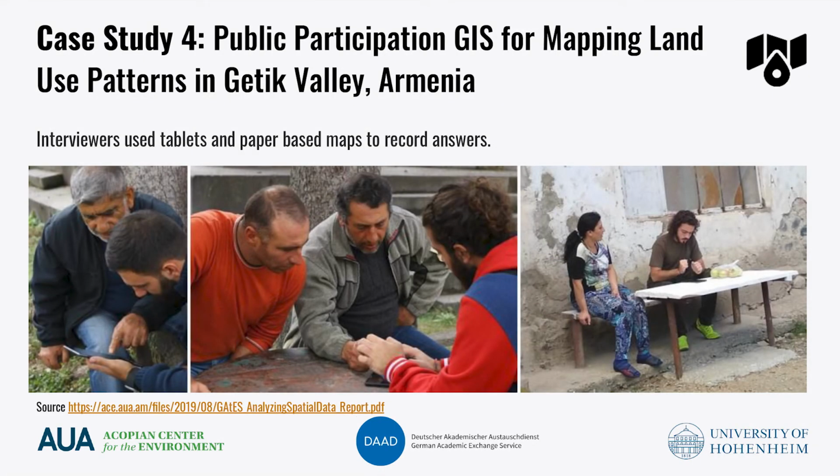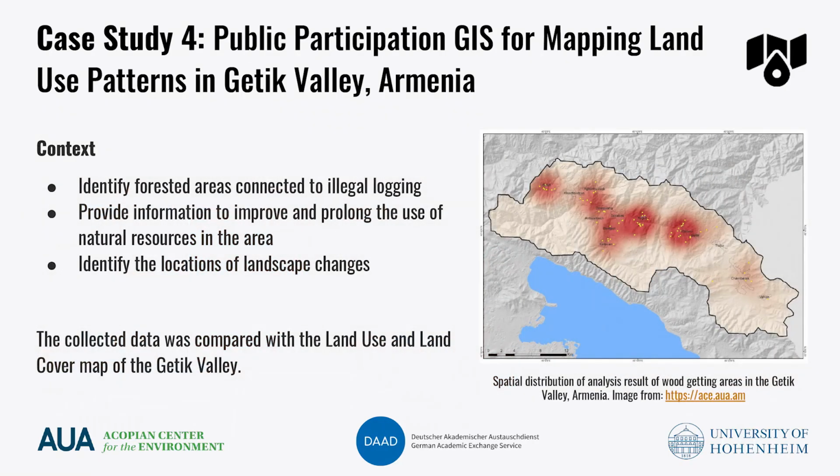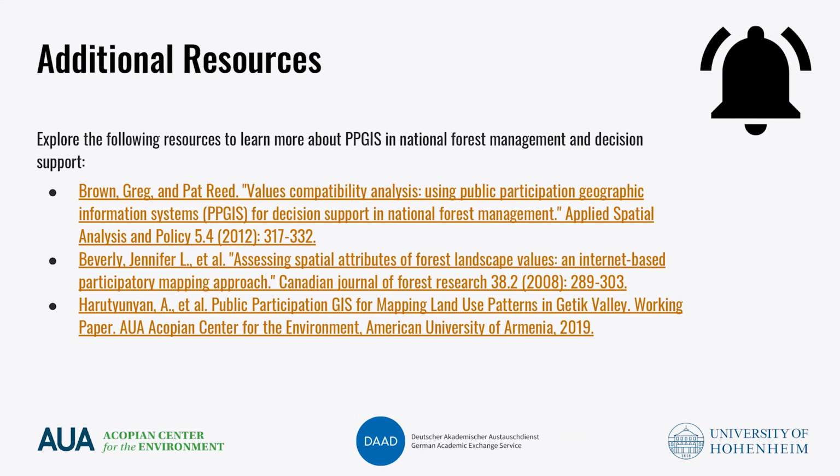Interviewers used tablets to record answers. In case of unreliable internet connection, paper-based questionnaires and printed maps were used. The aim of the project was to identify forested areas connected to illegal logging, and provide information to improve and prolong the use of natural resources in the area. Locations of identified landscape changes were compared with the land use and land cover map of the Gedik Valley. For more information on PPGIS in National Forest Management, explore the following studies.